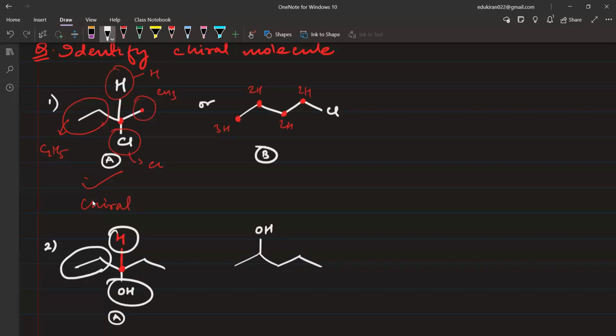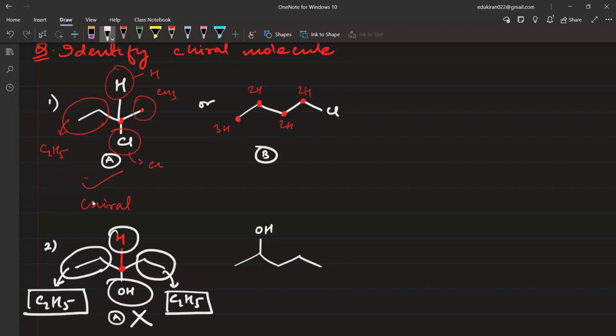But this group is what? Tell me, guys. This is what group? C2H5. And what about this one? C2H5. So we have 2 same groups, right? This C2H5 and this C2H5 is same. So this cannot be chiral. Sure. All of you got this? Yes or no? Hafsa, Fia, Mariam Khatun, Rabah, and Rabia. Yes, sir. All of you got this?